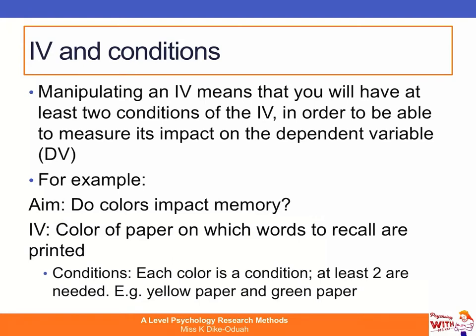And it might be that one group, the mean average is 8 words on yellow paper and the mean average is 5 words on green paper. You can see that there are differences between the two groups. So our independent variable was the colour of the paper, and it had two conditions, either yellow or green paper. So I hope that makes sense to everybody.